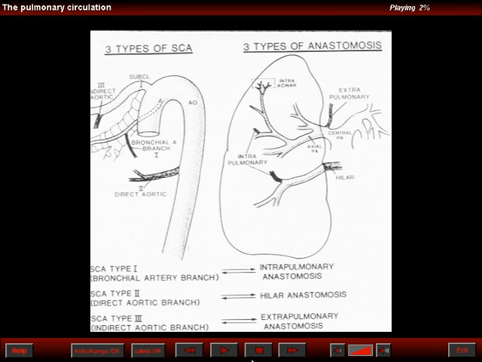This is a sketch showing different types of systemic collaterals to the lung. Again, one would be the normal intercostal bronchial collaterals or bronchial arteries that connect with the pulmonary arteries at the precapillary level. Secondly, there may be systemic arteries that arise directly from the aorta that go into the lungs and are not necessarily distributed as a bronchial artery. And finally, we have the extrapulmonary anastomosis from arteries in the chest wall that connect with the pulmonary arteries.